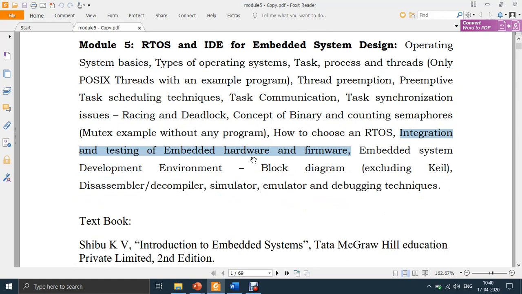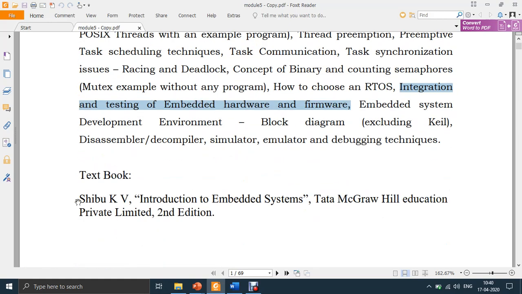Right? So again, the textbook is the same whatever you referred for module 3, that is Shibu KV, Introduction to Embedded Systems, Tata McGraw-Hill edition, second edition.